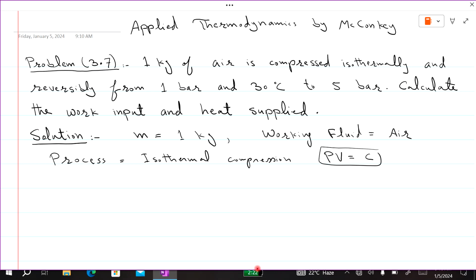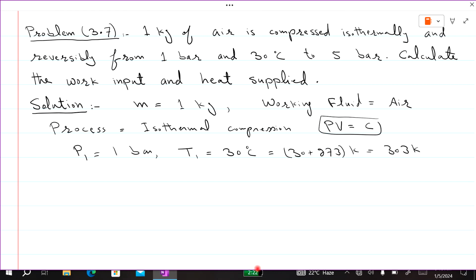From 1 bar and 30 degrees centigrade, initial pressure is 1 bar and initial temperature is 30 degrees centigrade. Convert this degree centigrade into Kelvin. So 30 plus 273 Kelvin, which is equal to 303 Kelvin. And final pressure P2 is equal to 5 bar. Calculate work input and heat supplied.